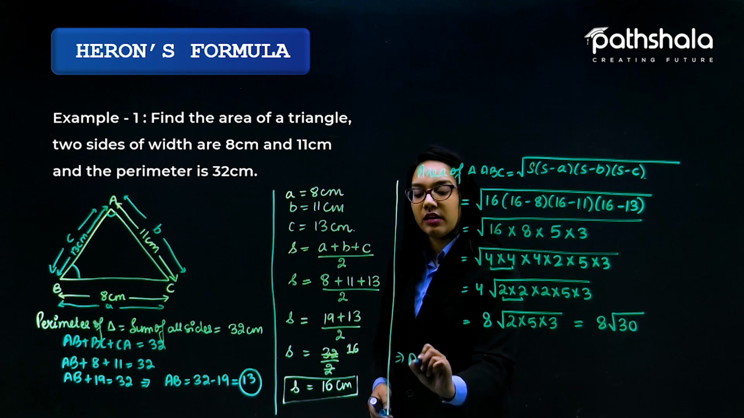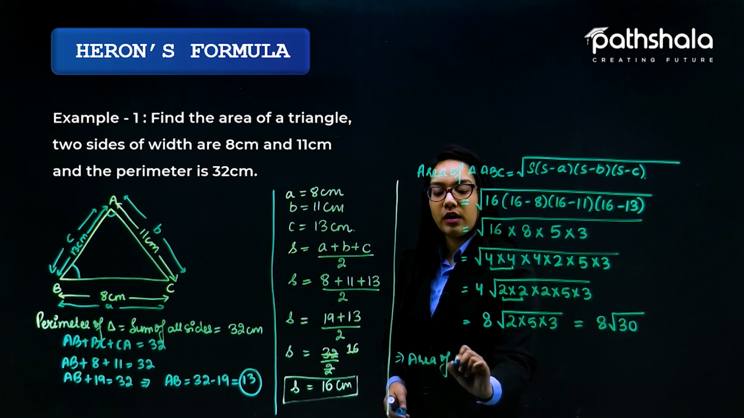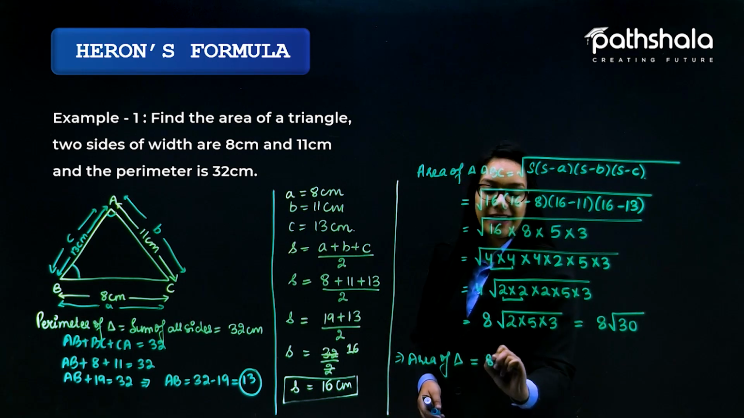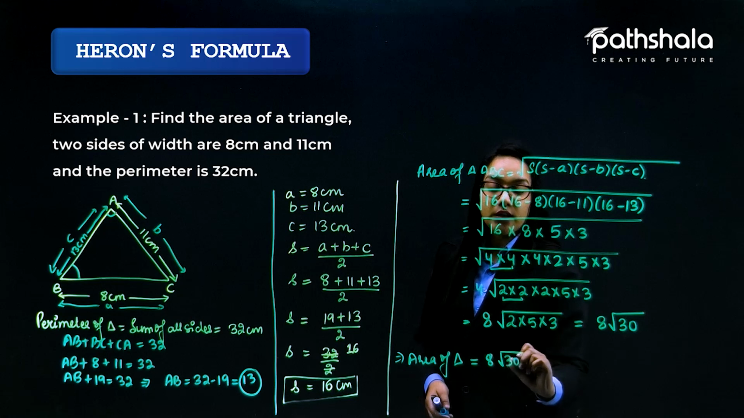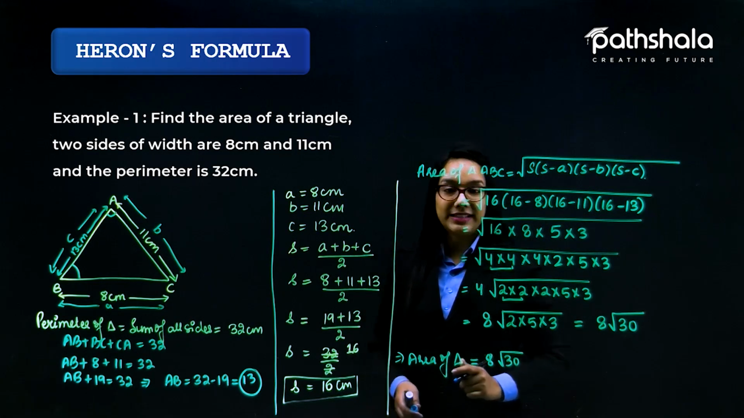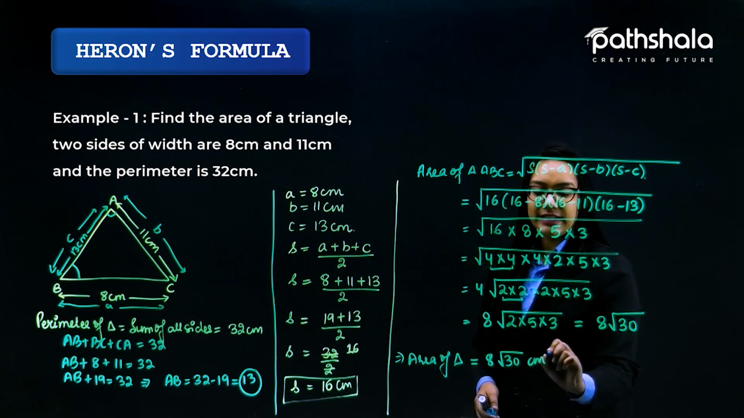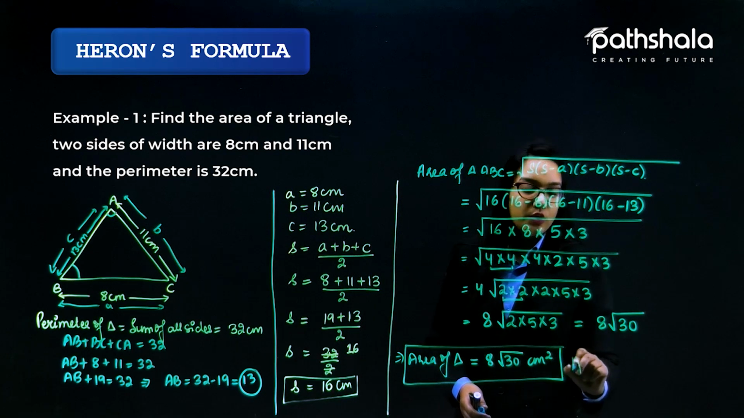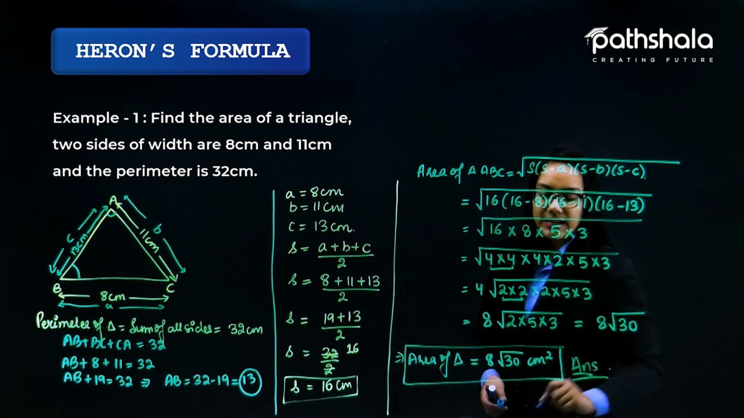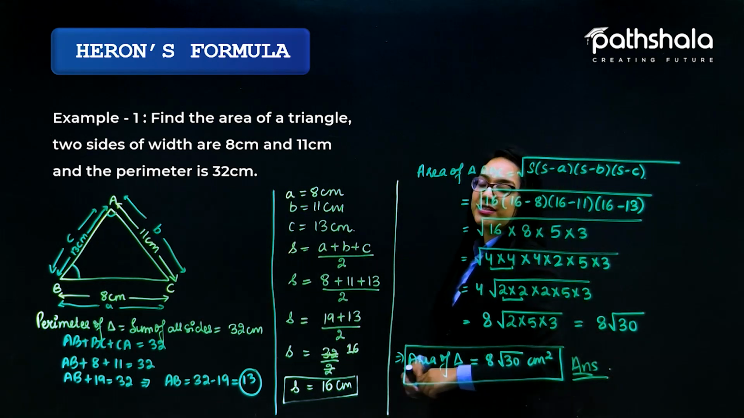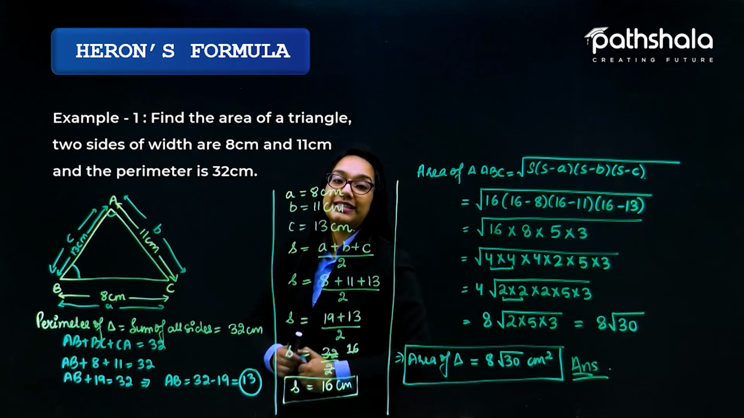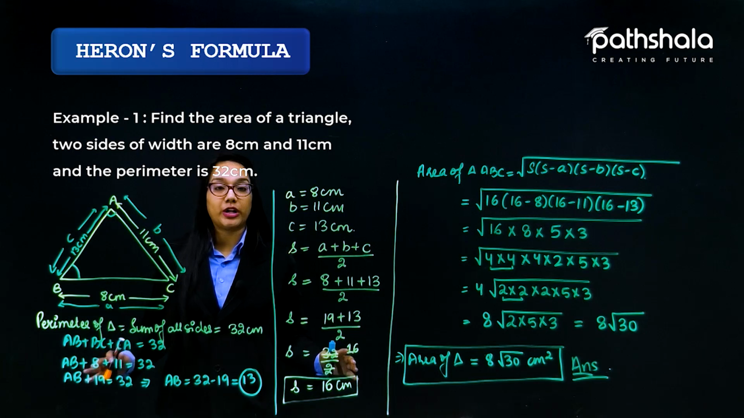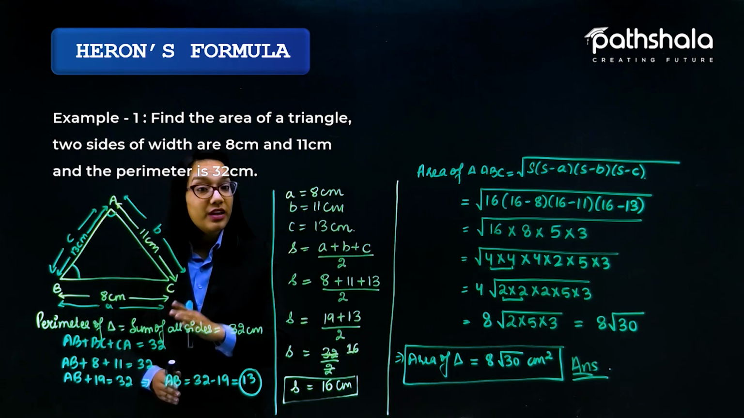Hence at the end, the area of the triangle ABC is 8 root 30. The units given to us are centimeters, so this would be centimeter square. And hence the area of the triangle using Heron's formula for example number 1 is equal to 8 root 30 centimeter square. So this is the answer for this particular example using Heron's formula.